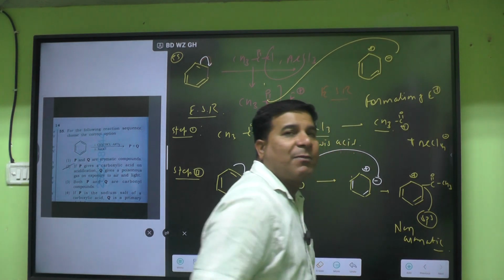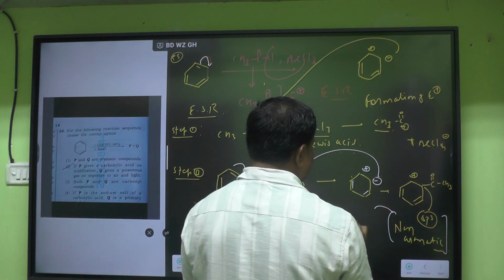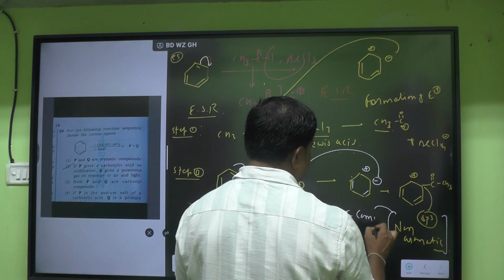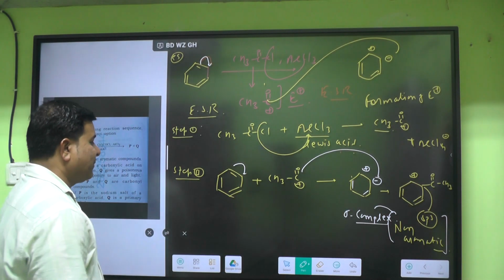The intermediate formed is the sigma complex, a non-aromatic species. They ask about it many times: sigma complex. Okay, now step third.